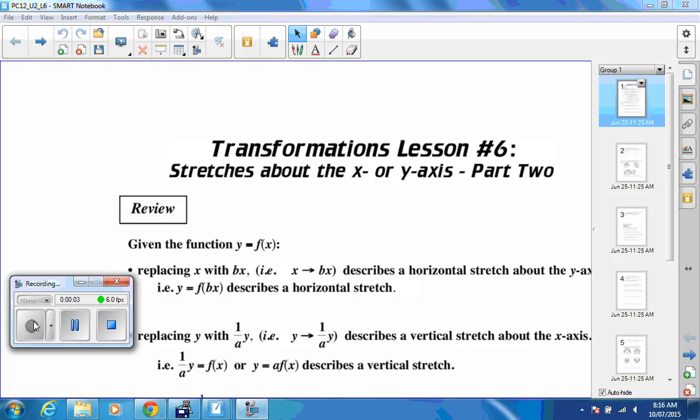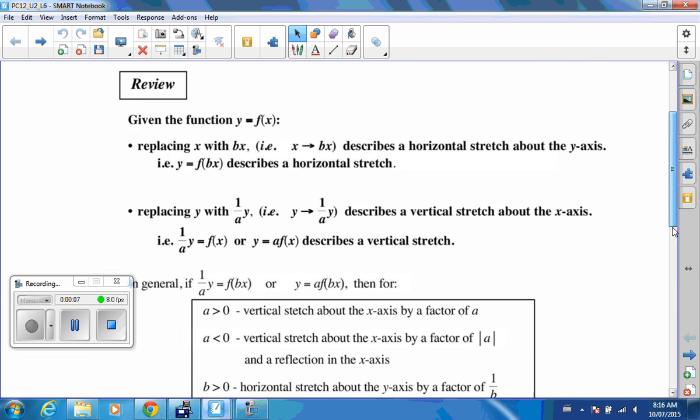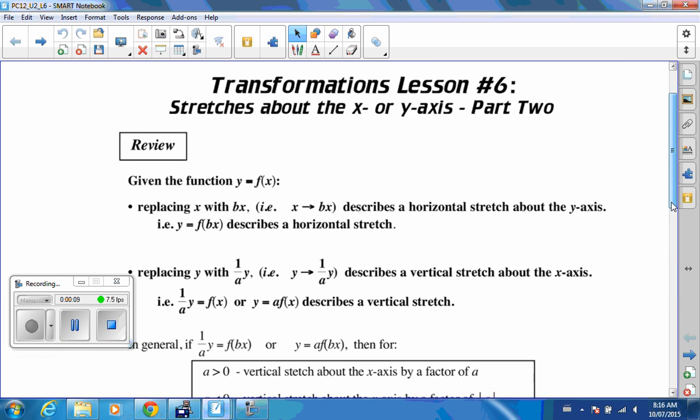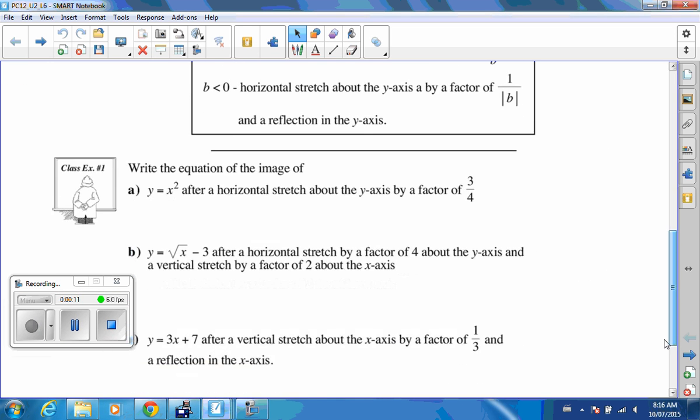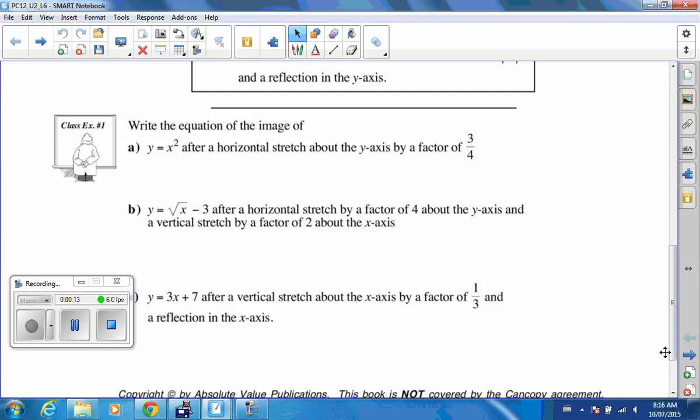I'm just going to go through the stretches around the XY axis part 2 really quickly here. So these are all the notes. This is what we found out in that first part. So I just have to write the equation.